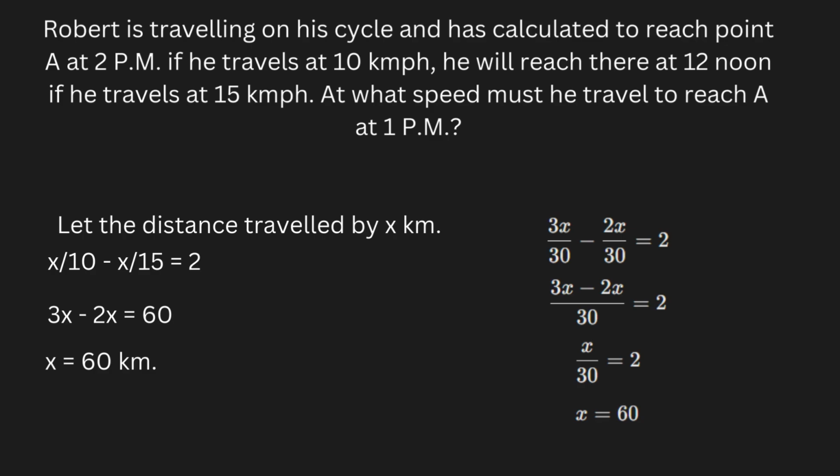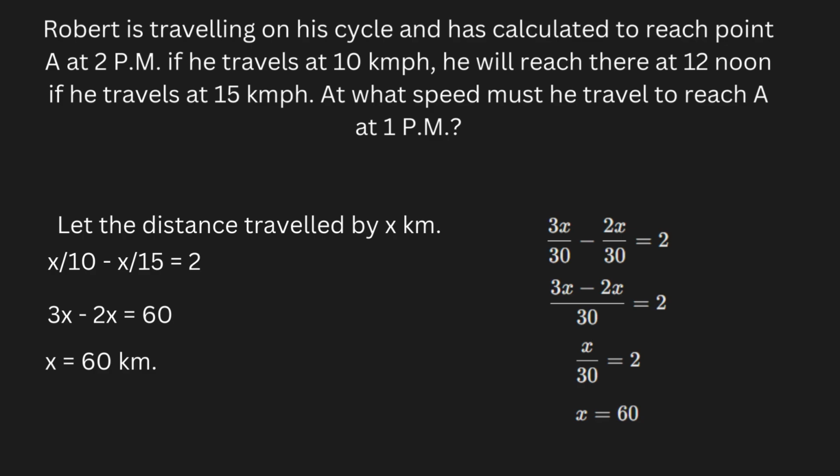The difference in time taken will be x by 10 minus x by 15 is equal to 2. Let's solve for x. Find the LCM of 10 and 15, we get 30. So express both fractions with denominator 30. We get 3x by 30 minus 2x by 30 is equal to 2. 3x minus 2x by 30 is equal to 2.